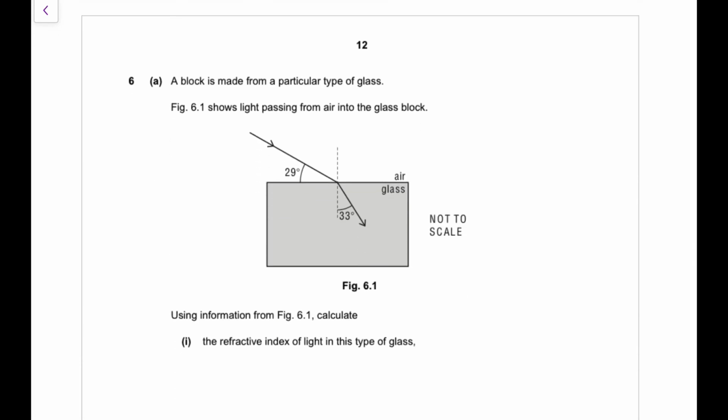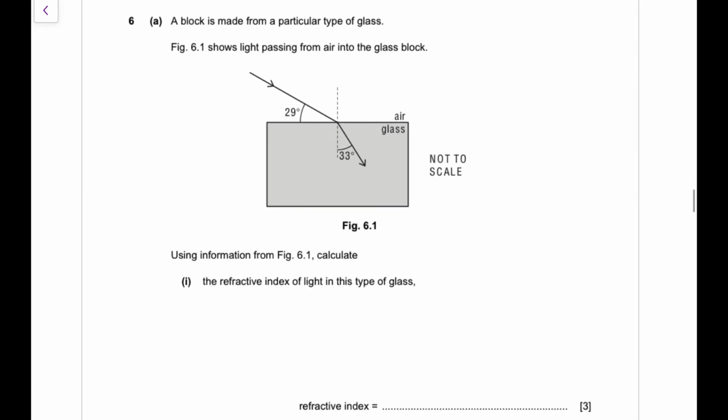Question 6a. A block is made from a particular type of glass. Figure 6.1 shows light passing from air into the glass block. Using information from figure 6.1, calculate the refractive index of light in this type of glass. When light waves travel from a less dense medium to a more dense medium, the refractive index is equal to sine I over sine R, where I is the angle of incidence and R is the angle of refraction.